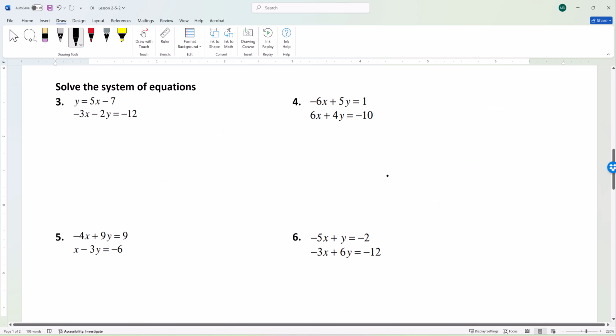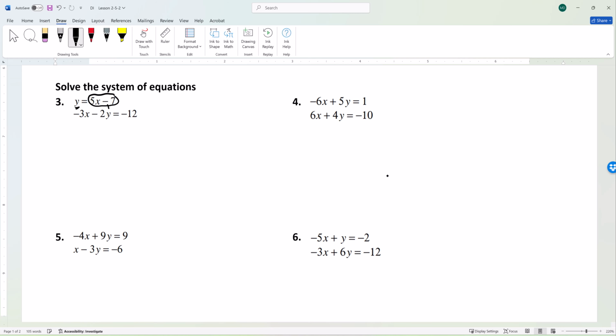So solving the system of equations, remember we learned 2 different methods. We learned about the substitution method, and then we learned about the elimination method. Usually we want to use the substitution method when it's easy for us to get a variable by itself, or there's a variable already by itself. So like on number 3, there's a variable by itself. So y equals 5x minus 7. So I can plug the 5x minus 7 in for y into the other equation.